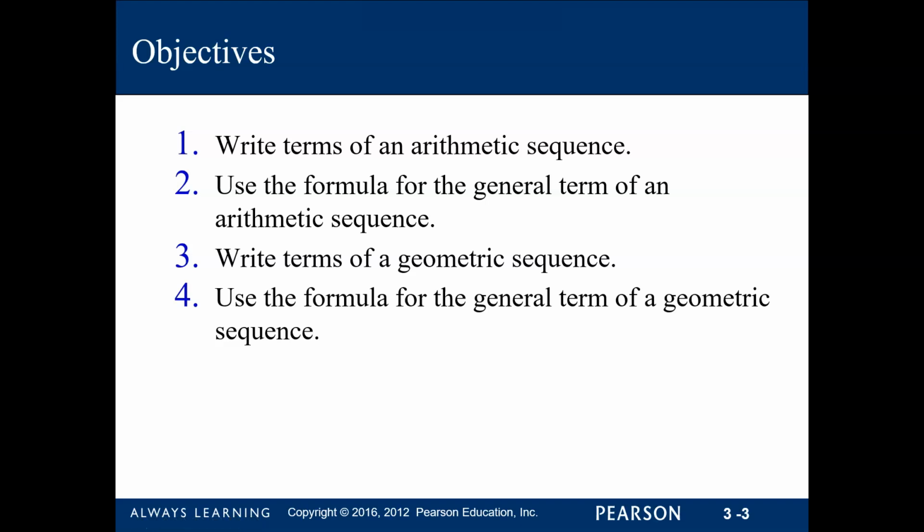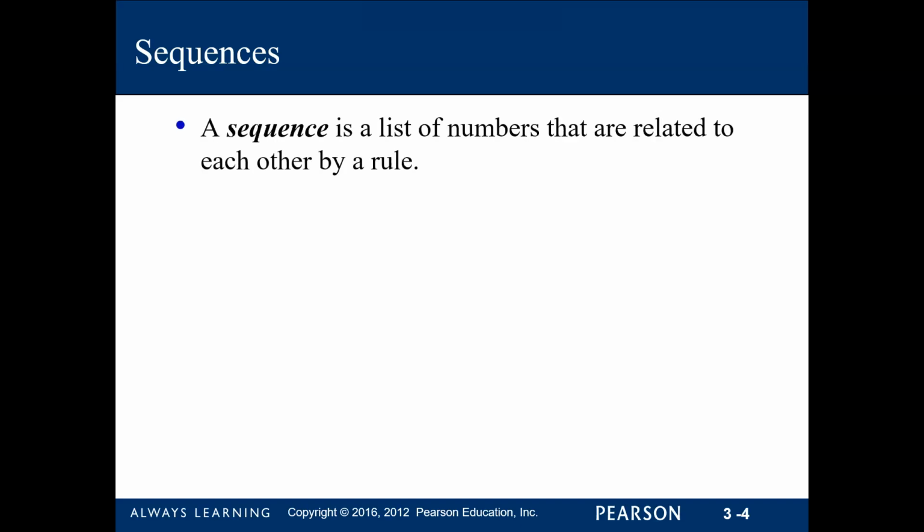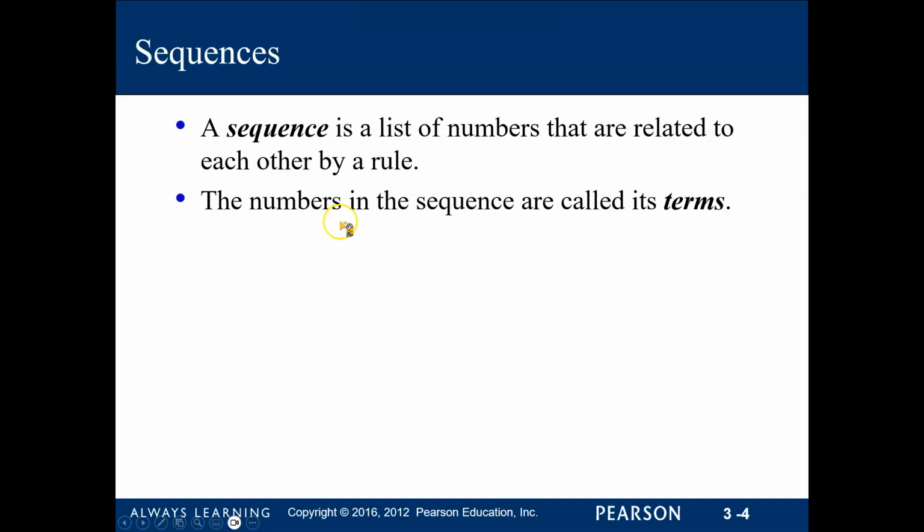So for starters, let's have some definitions. When we talk about a sequence, it is a list of numbers that are related to each other given by a rule. Okay? The numbers in the sequence are called the terms. So each number that you will see in that sequence, in that list, is what we call the terms.